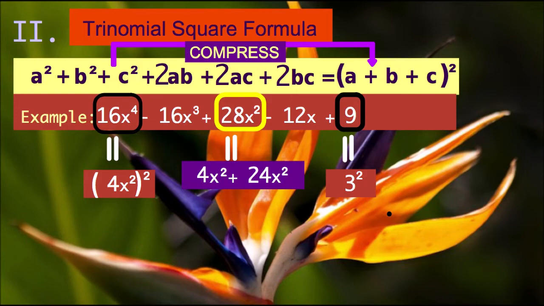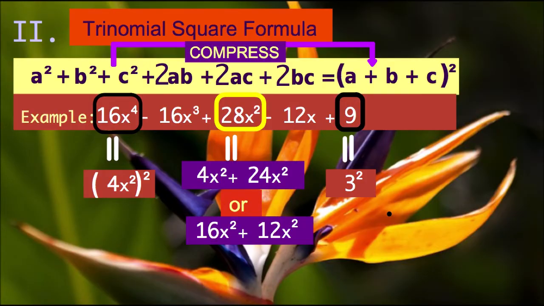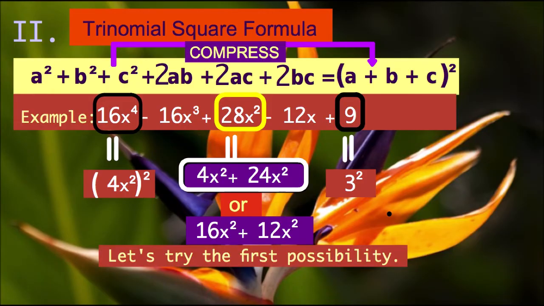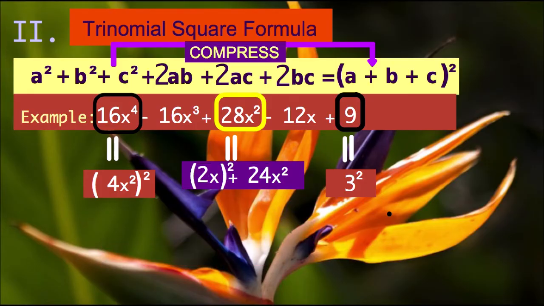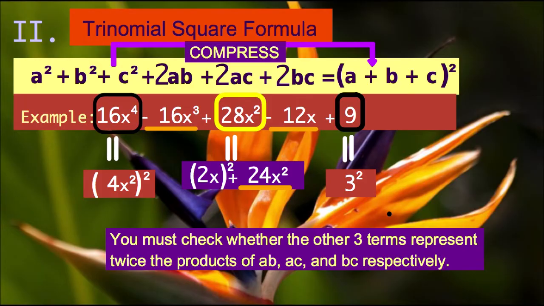So 28x squared can be broken down into 4x squared plus 24x squared, or 16x squared plus 12x squared. Let's try the first possibility and see how it works out. So we have 2x everything squared plus 24x squared. We must check whether the other three terms represent twice the products of AB, AC, and BC respectively.